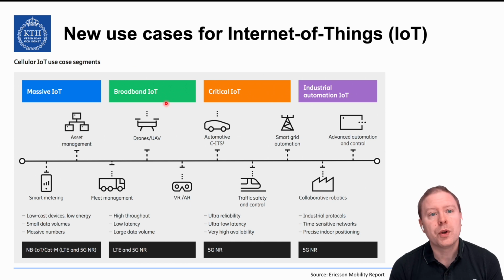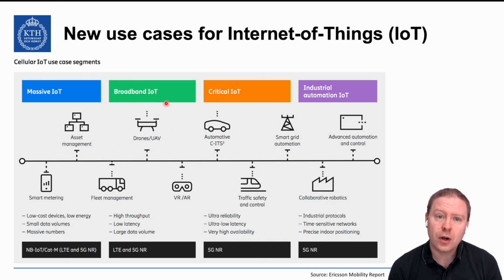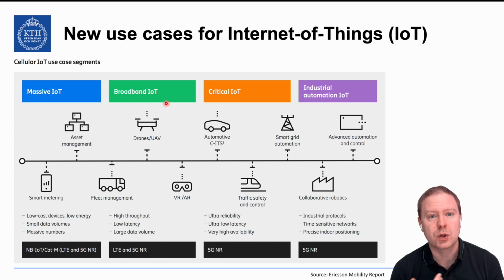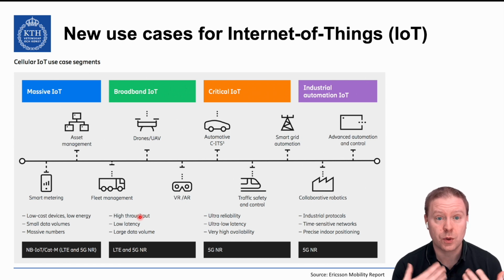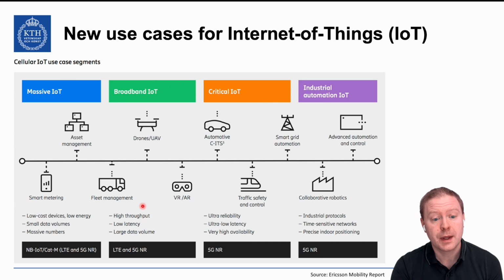Then there are the broadband IoT devices that maybe have the same kind of requirements as our smartphones. They could be drones or VR devices or fleet management, different types of things that have high throughput, low latency, large data volumes, just as our smartphones or VR glasses in the future.